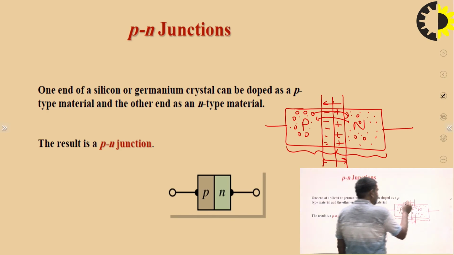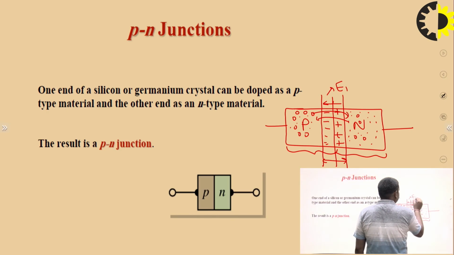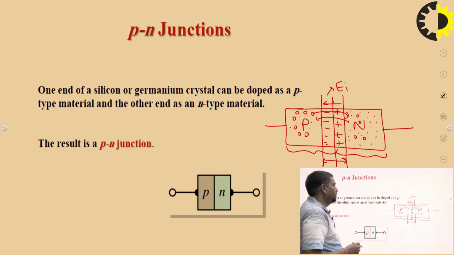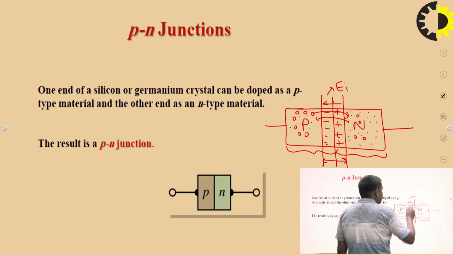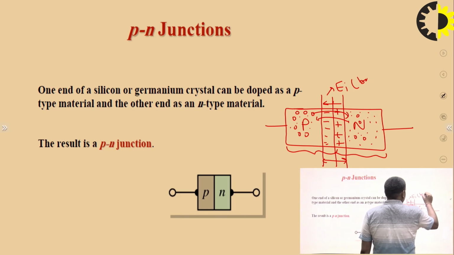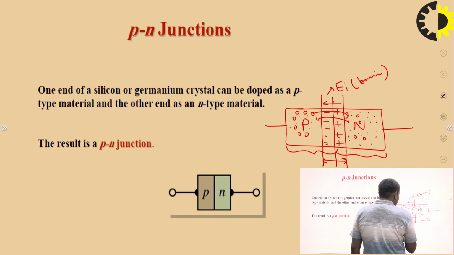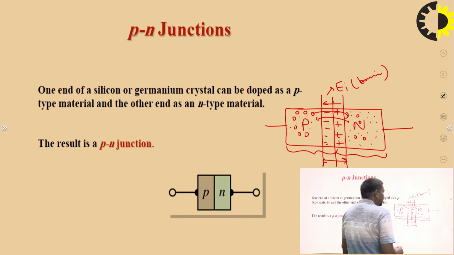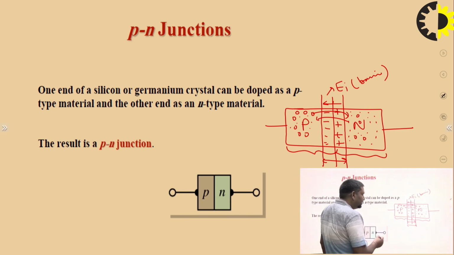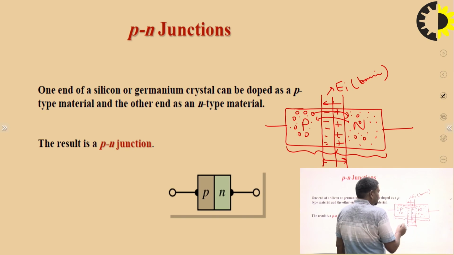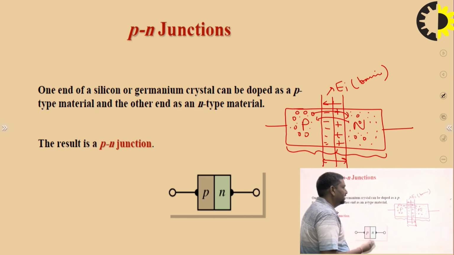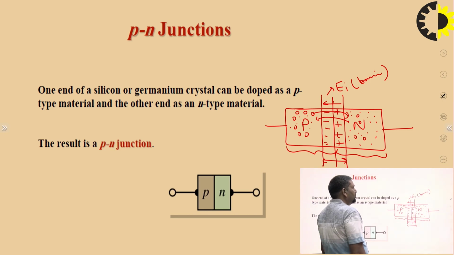This is the internal electric field, which opposes the migration of holes from P to N and electrons from N to P. This is the barrier potential. By using the barrier potential, a depletion width is created. In the depletion width, we see that there are no mobile ions. So the depletion layer in the PN junction diode is the layer in which no mobile ions are present.